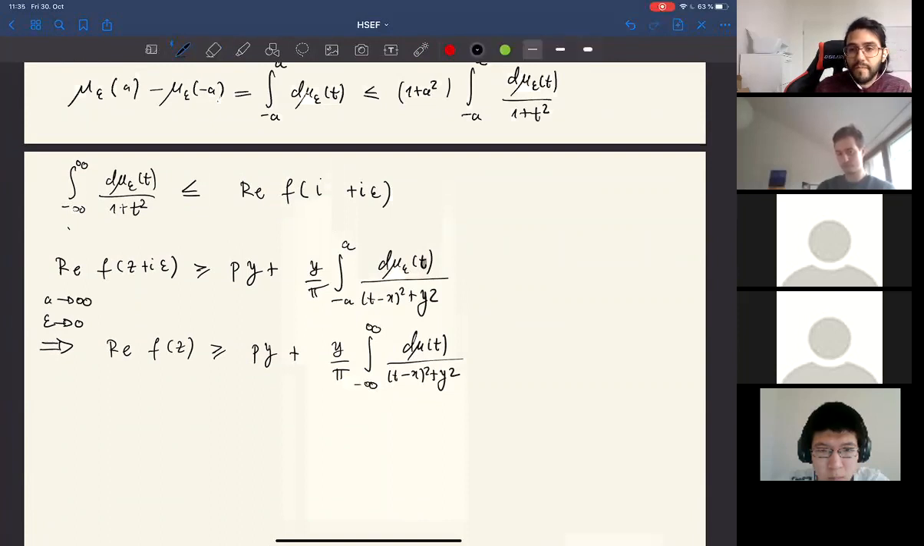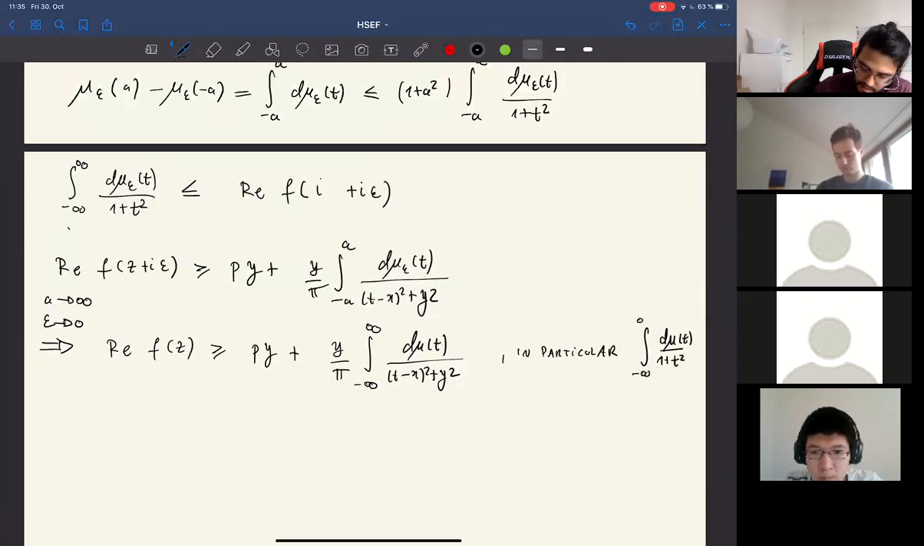Okay. So again, we always had this bound. Then I just take epsilon to 0, and after I take a to infinity, you conclude this. In particular, we get that this thing is finite. Okay. Great.